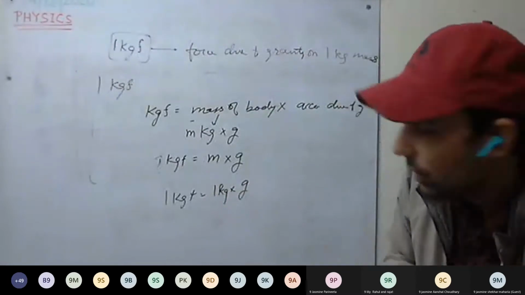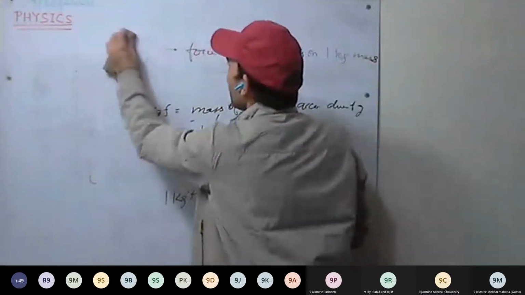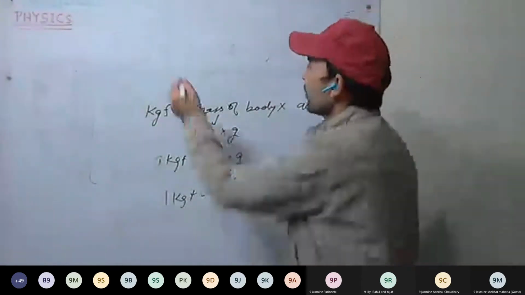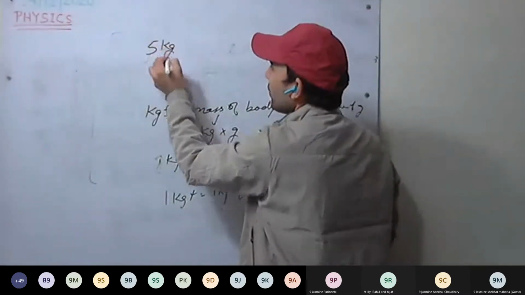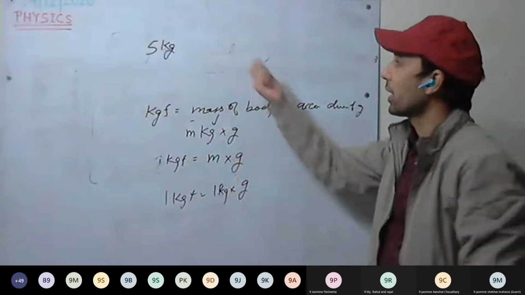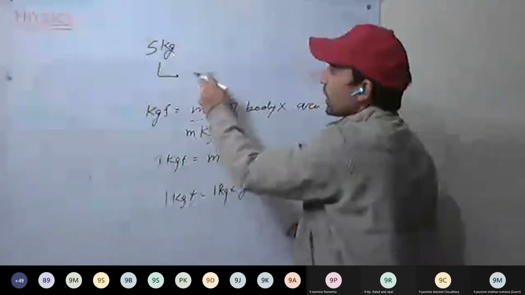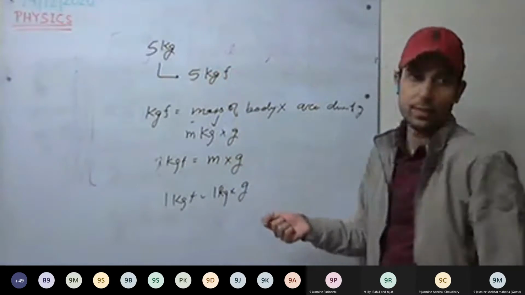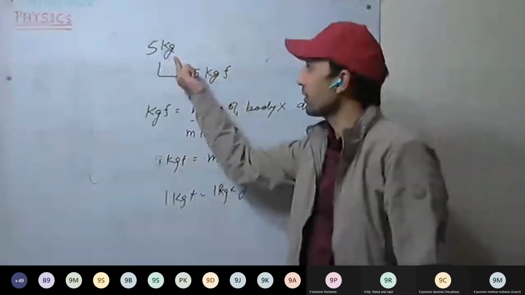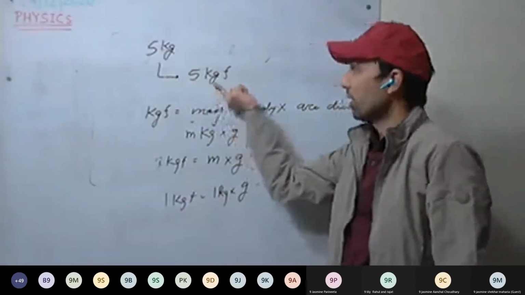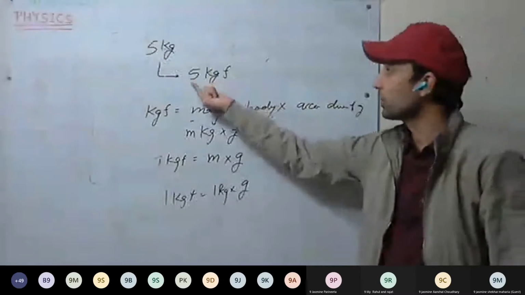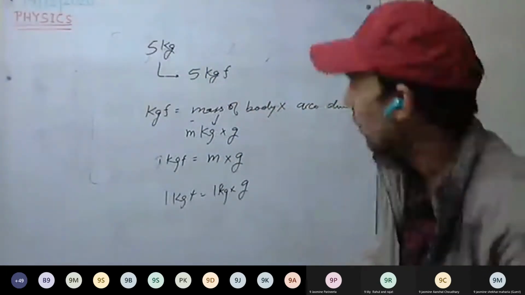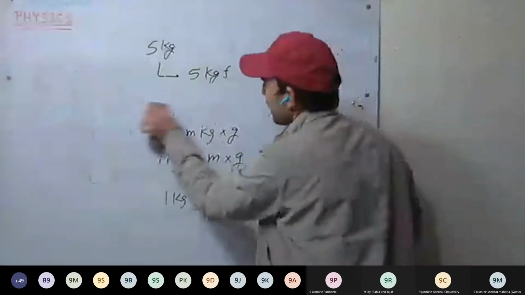Now, for example, the body has 5 kg mass. 5 kg is the mass of the body. Now, its weight will be how much in terms of kgf? It will be 5 kgf. So if the body has 5 kg mass, its weight will be 5 kgf. Now, how do we convert it into Newton?